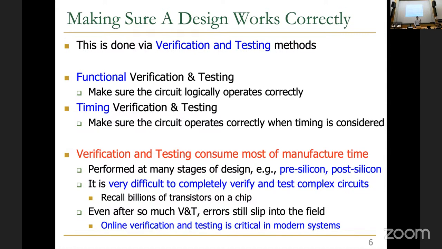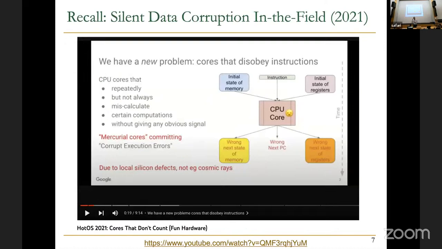So I spent a lot of time on the slide, but that shows you the importance of this topic. Recall, I mentioned in lecture one, we talked about silent data corruptions. This exactly goes into what I just talked about. These folks from Google and Facebook and everybody in industry say that they have a new problem. I said that this is not a new problem, but this is a problem that is affecting them today. They say cores are disobeying instructions, meaning that CPU cores sometimes miscalculate certain computation without giving any obvious error signal. They call these mercurial cores, corrupt execution errors. They have fancy terminology, renaming things, let's say.